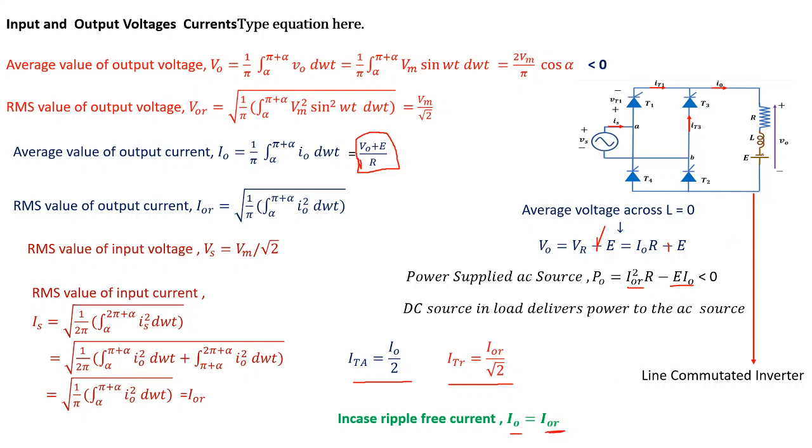So in case the load has very large inductance, that is, it is highly inductive in nature, the load current is more or less ripple free, almost constant, and for that particular condition, the average value of load current is the same as the RMS value of load current.